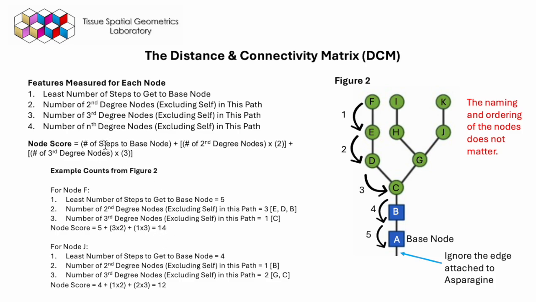Now, the node score equation is summing 3 values. First is the number of steps to the base node. That is the least number of steps. Second is the number of second degree nodes multiplied by a weight factor of 2, representing second degree. And then third is the number of third degree nodes multiplied by a weight factor of 3. Now, if a tree has more than 3 degrees of nodes, then the weighting factor for each degree is the same as that degree, meaning if there's a 4th degree node, then the weighting factor is 4. This method creates a node score for every single node in a tree.